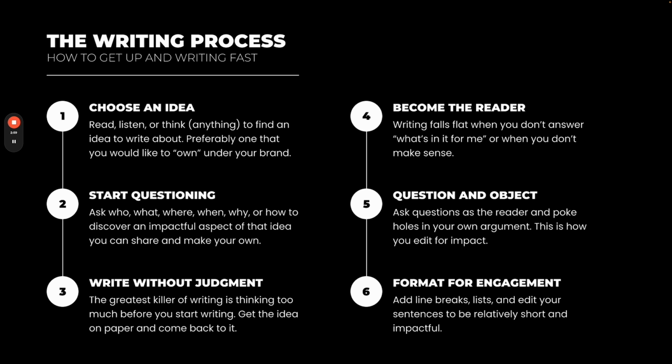Now the fourth thing is to become the reader, because writing falls flat when you don't answer the question, what's in it for me? Or when you just don't make sense, or you're too clever or too abstract, right? So you need to become the reader. And then fifth, question and object. So ask more questions as the reader and poke holes in your own argument so that you can create a more impactful one. And then as you question, you come back, you edit, you change words, you add sentences, you remove words, you remove sentences for impact. Then the sixth thing is you format for engagement. So you add line breaks, lists, and edit your sentences to be relatively short and impactful.